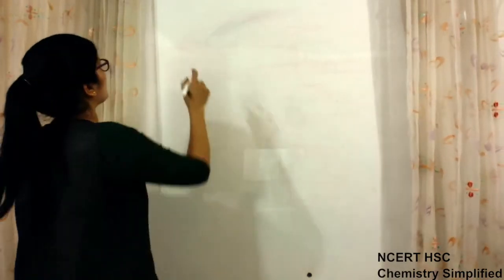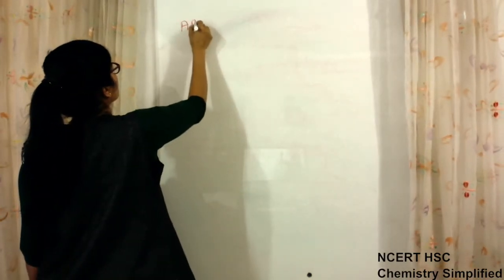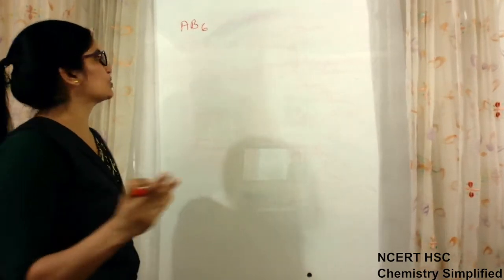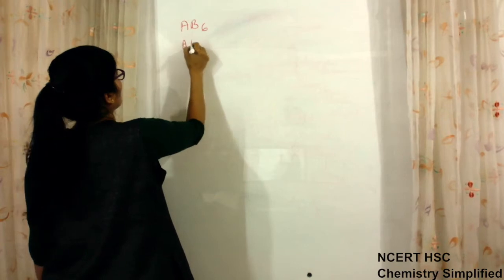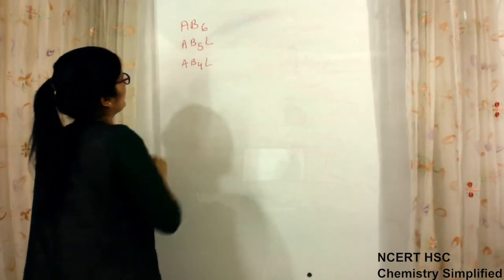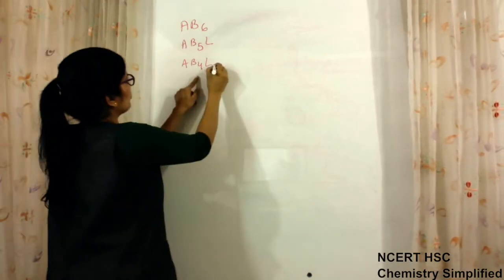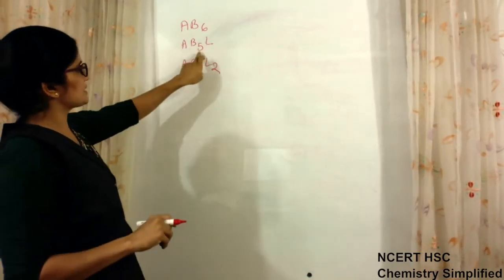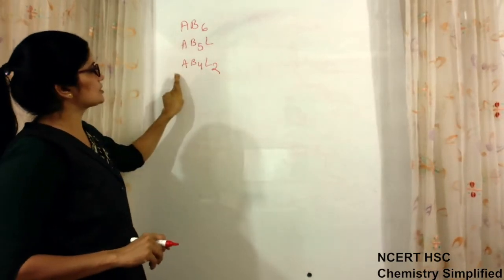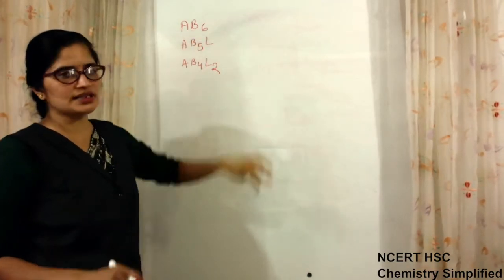Distortion in AB6 type of molecule. Again, it has 2 distortions: AB5L and AB4L2. Total 6. 5 plus 1, 6. 4 plus 2, 6. These 2 are the distortions which are found in AB6 geometry.